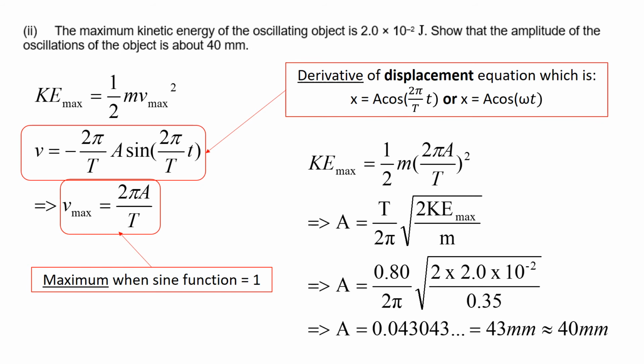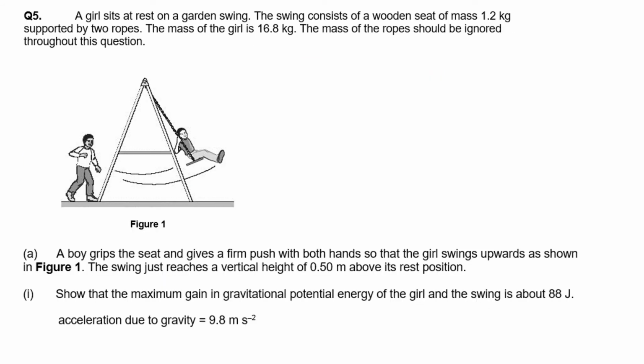Okay, so that finishes this question. We're going to look at a different circumstance of SHM. So we're going to look at a swing oscillation. We've got the mass of the two objects, which we'll add together to give the mass of our system. And when it's pushed, the swing reaches a vertical height of 0.5 meters above its rest position. So its change in height is half a meter.